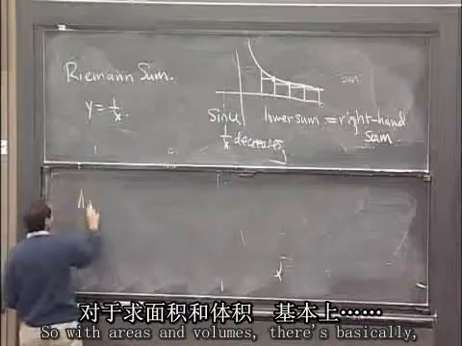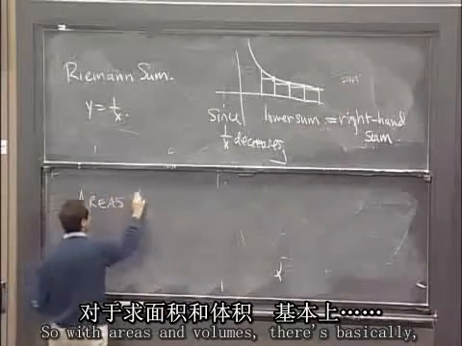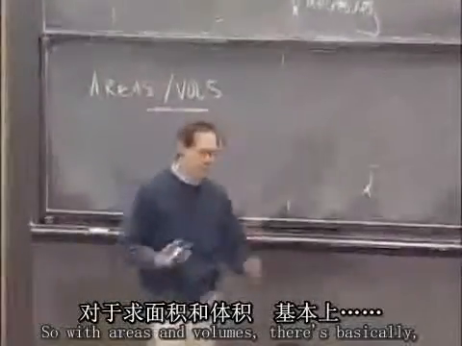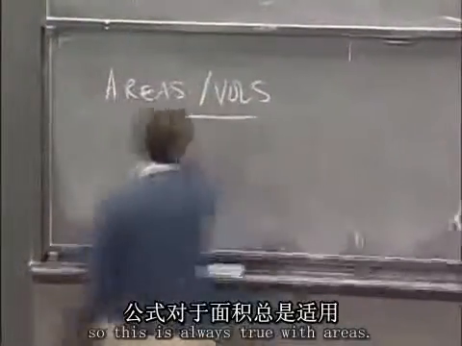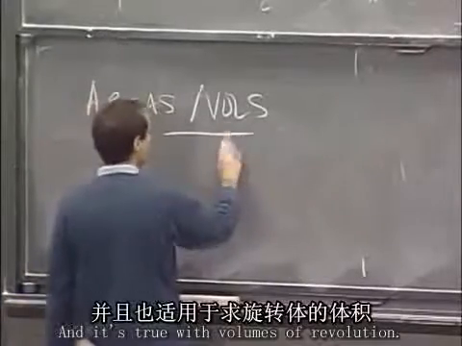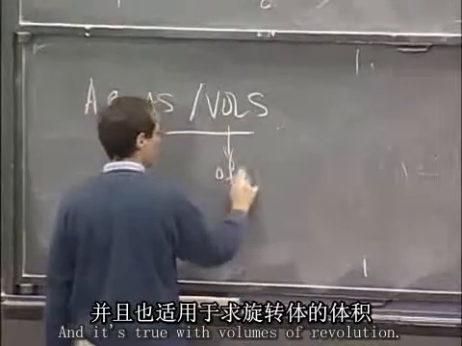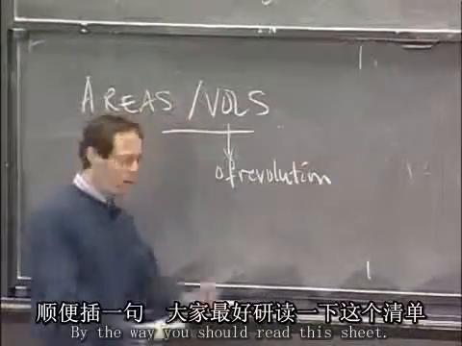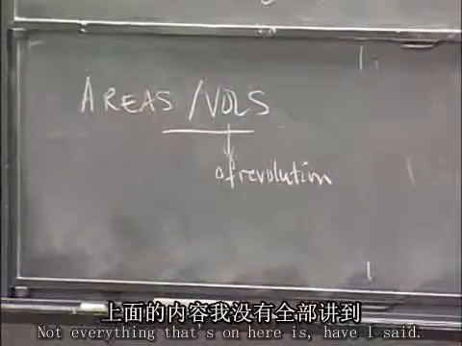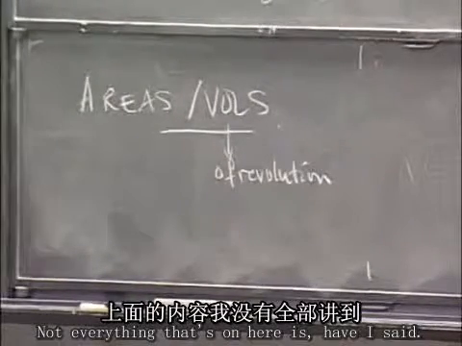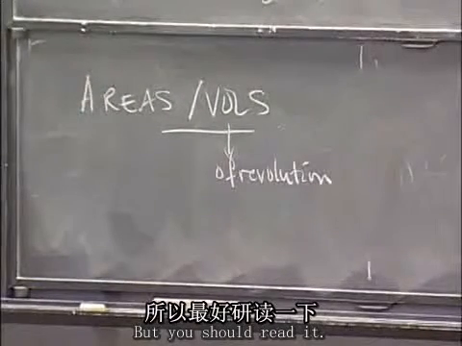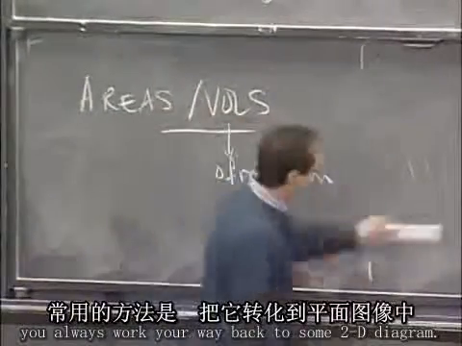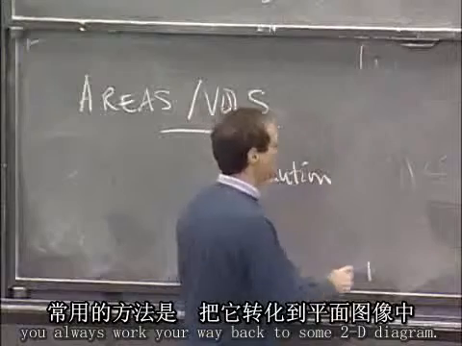So with areas and volumes, this is always true with areas, and it's true with volumes of revolution. By the way, you should read this sheet. Not everything that's on here have I said, but you should read it because it's all relevant. So with volumes of revolution, you always work your way back to some 2D diagram.